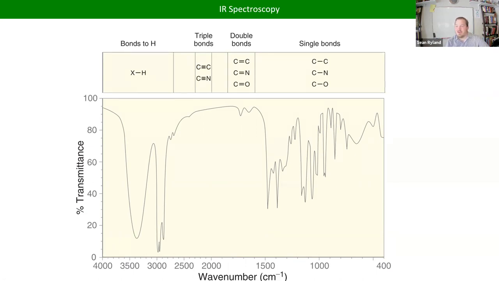I won't say it's more of an art than a science, because this is literally a science. But there is some wiggle room, and you have to use some interpretation or judgment, some intuition that you develop with practice. In general, we can break these things up into these different regions. Anything that's above about 2600 wave numbers is going to be something bonded to a hydrogen.